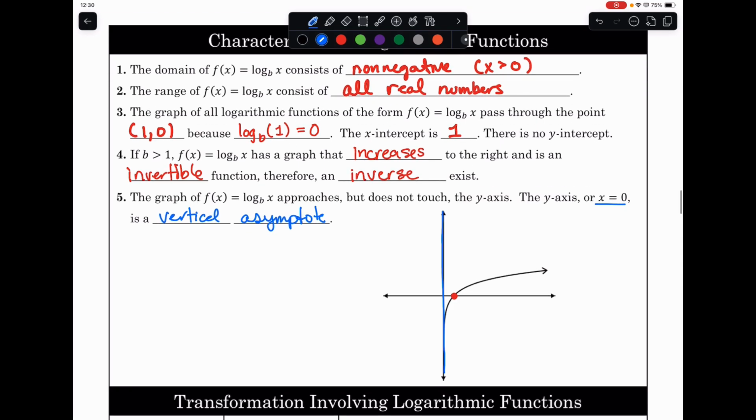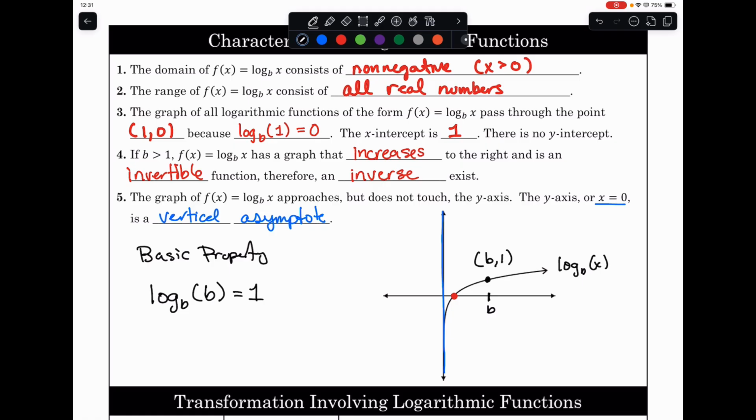And the other thing, again, just to remember our basic property involving 1: if I have the log base b and I input the value b there, the answer is always going to be 1. So at this b value, log base b of x, the output value will end up being 1. So there's always going to be this point, x coordinate b, that will give you an output value of 1.